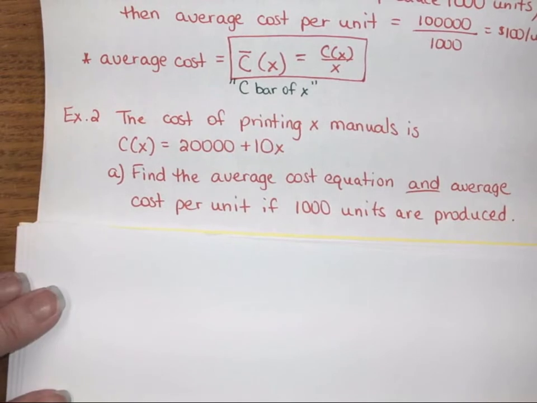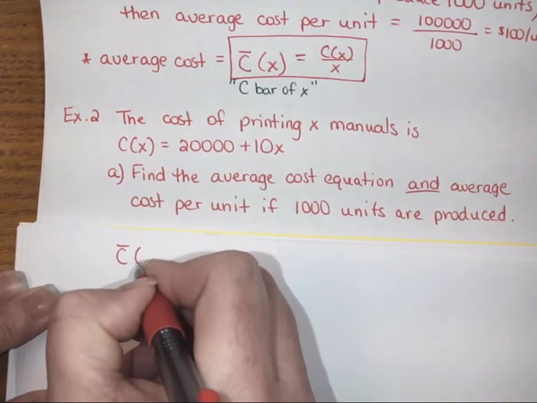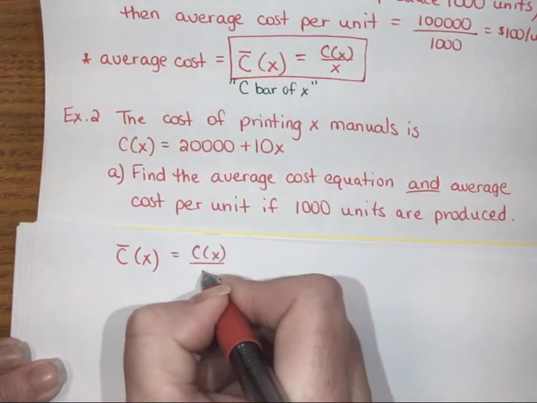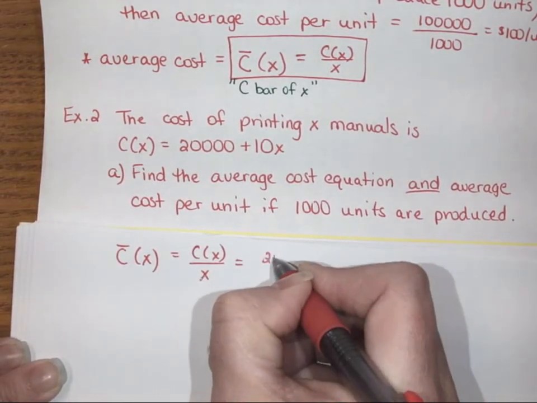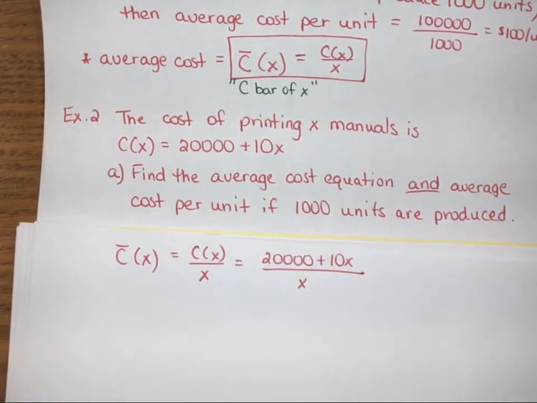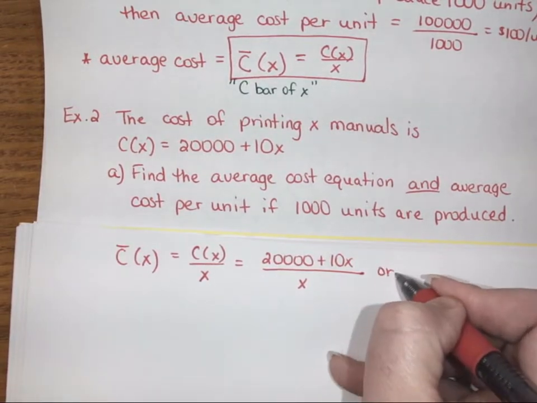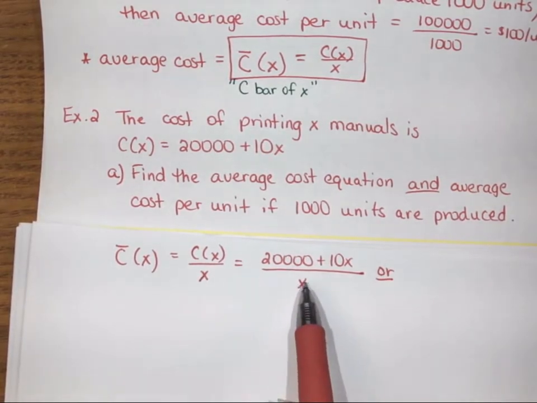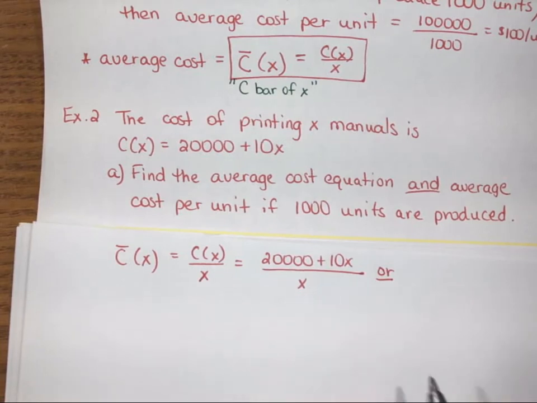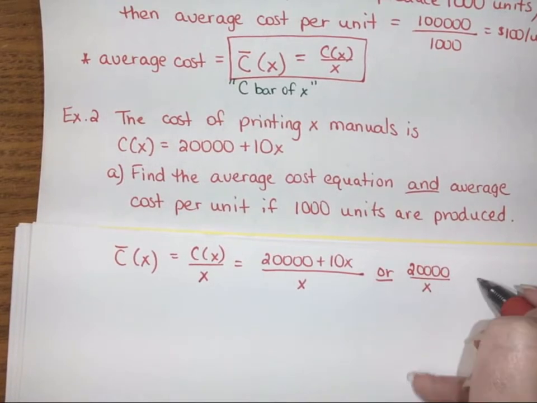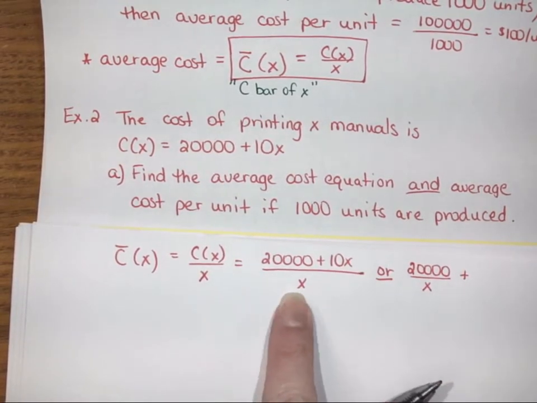All right. So let's start that. The first thing is we need to find average cost, and that is C bar of x. We find that by doing C of x over x. So we're going to take that cost equation of 20,000 plus 10x, and divide that by x. This is an acceptable answer. I just want you to know though, you can rewrite it, and later on we're probably going to want to. When you have a single denominator, you're allowed to pull the pieces apart and write them over that denominator. In other words, this is equivalent to 20,000 over x plus 10x over x, which reduces to 10.